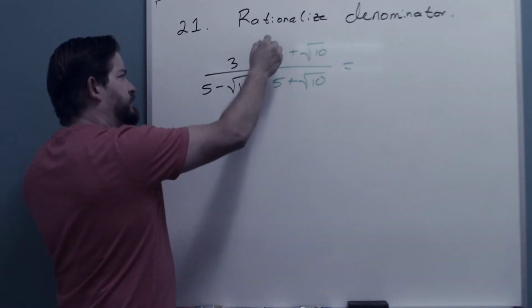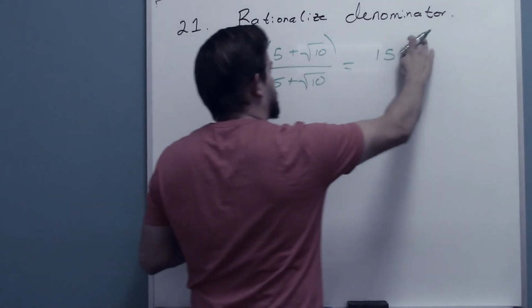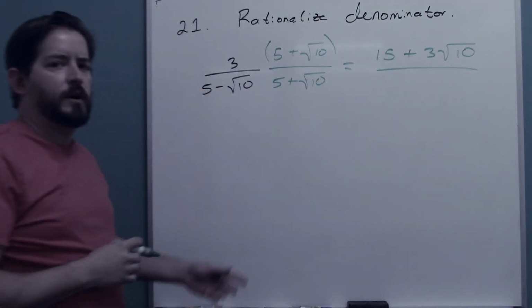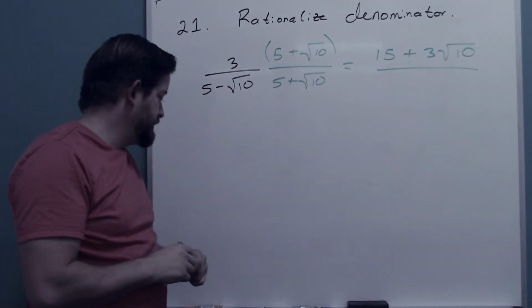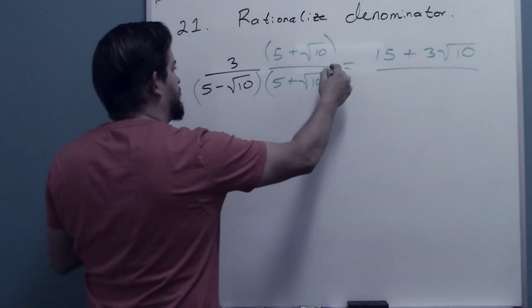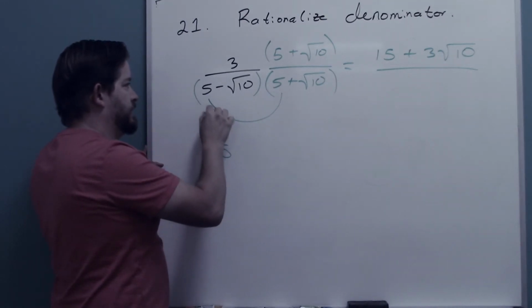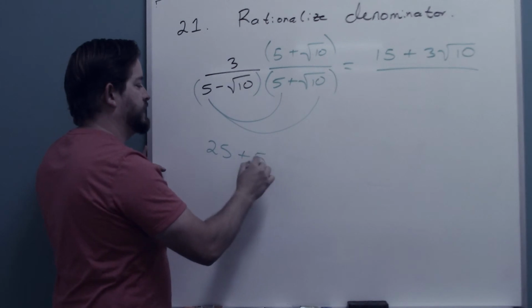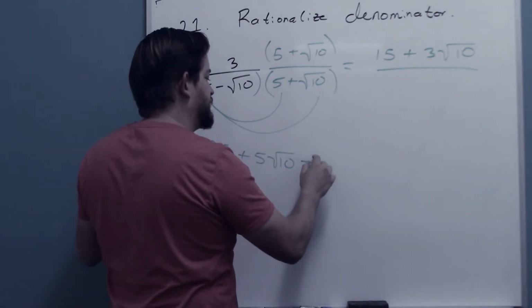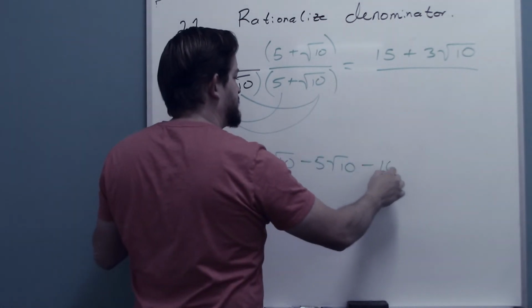The top isn't too hard because the 3 just gets distributed, so that's 3 times 5 is 15, plus 3 root 10. The top can be irrational all we want, we just want the denominator to be rationalized. Right? But what happens here is that I've got two essentially binomials being multiplied to each other, so I'm going to FOIL. 5 times 5 is 25. 5 times the square root of 10 is 5 root 10. And then I have 5 times the negative root 10, so that's minus 5 root 10. And then the negative root 10 times a positive root 10 is just minus 10.